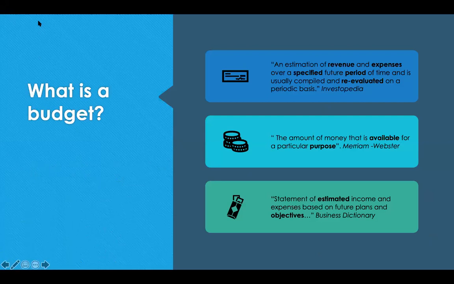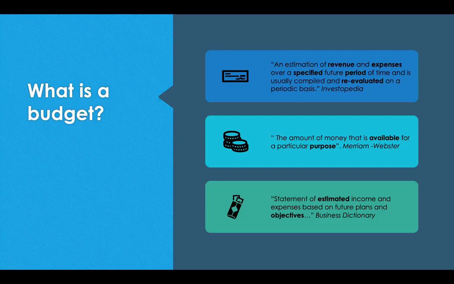First of all, we need to define what a budget is. So online, there's three really good definitions defining a budget. Keep an eye on the bolded words in all of these definitions. I'll be repeating them a lot over this presentation. The first of which is an estimation of revenue and expenses over a specified future period of time and is usually compiled and reevaluated on a periodic basis.